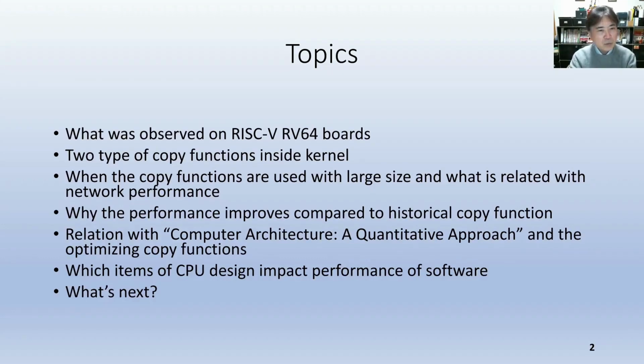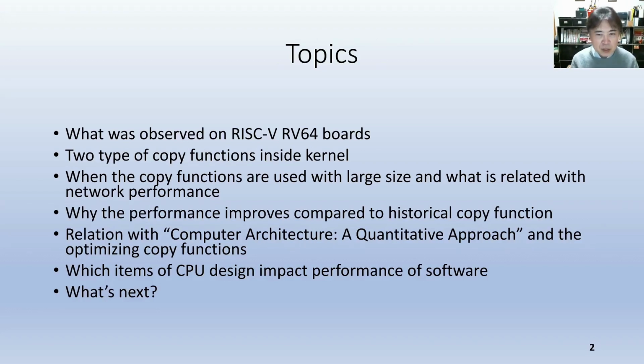Everything started when I received the BeagleV Starlight beta program board. I think that was the end of March, and I started to dig in on May. And there was a discussion about improving network speed. Many people were joining at the forum and discussing. I wanted to help. So there are two types of copy function inside the kernel.